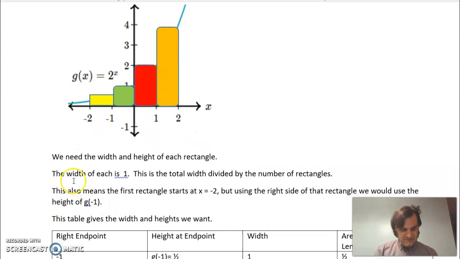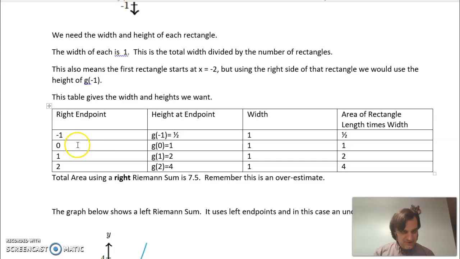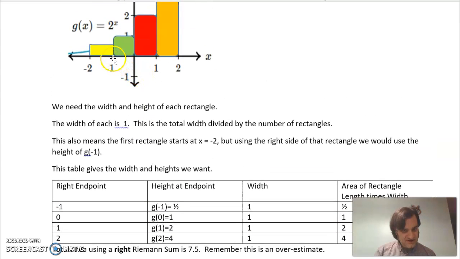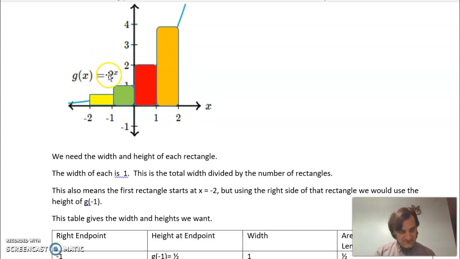As far as length times width, in this case I've called it width and height. The width for each one of these is 1, and the height is whatever the function value is at that point. So down here I've got a little chart, and I've plugged in the values. The endpoints are from the right side: negative 1, 0, 1, and 2. So I'm talking about the height of this yellow rectangle, the height of this green, red, and orange. With that, down here I've plugged all those values into 2 to the x, which was my function.